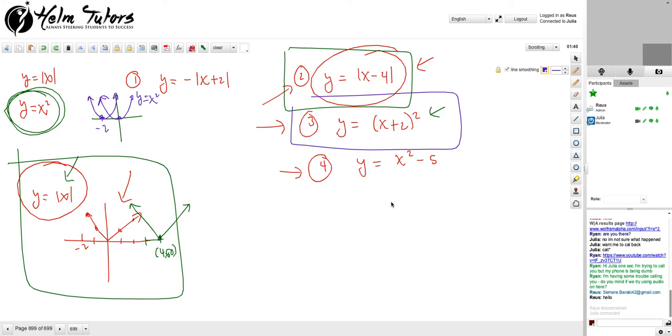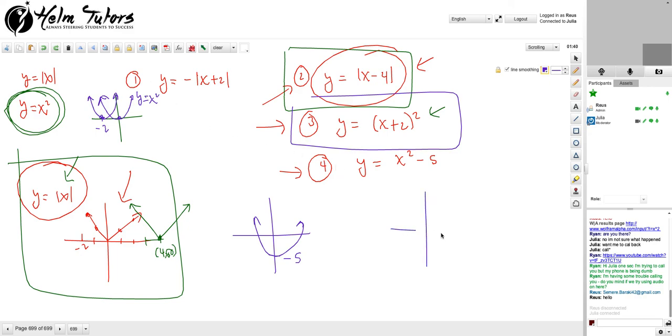It's a parabola, but this time it's moved down 5. So this is minus 5 right there, yeah? Okay, great. And 1, what do you think about 1?